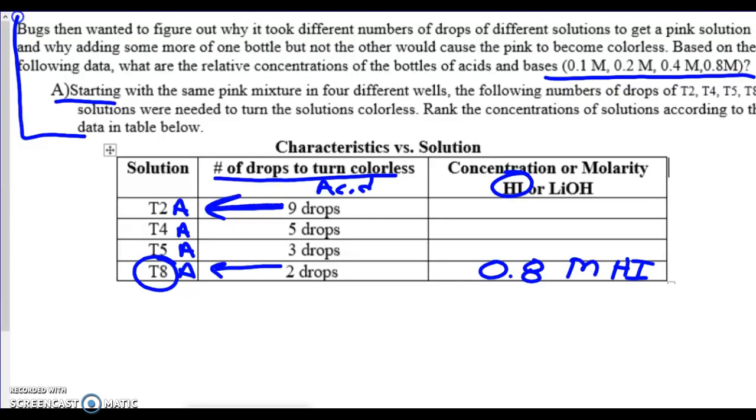This 9 took a lot of acid. It took the most drops of acid, so it must be the most dilute. The second most drops would be the second most dilute. And then we have this one.